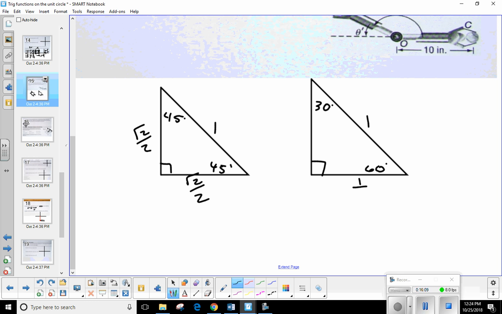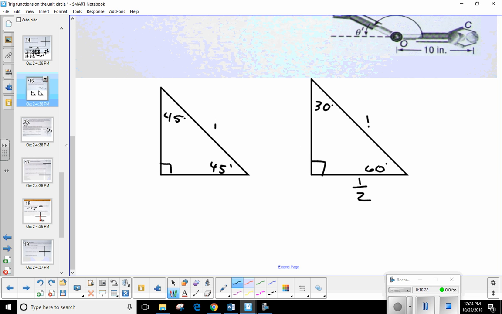1 over 2. Now, what's always across from 60? Square root of 3 over 2. So these triangles you're going to be very familiar with because of the unit circle. But what if we're not on the unit circle like this problem we're about to look at? We would just need to know the relationship.